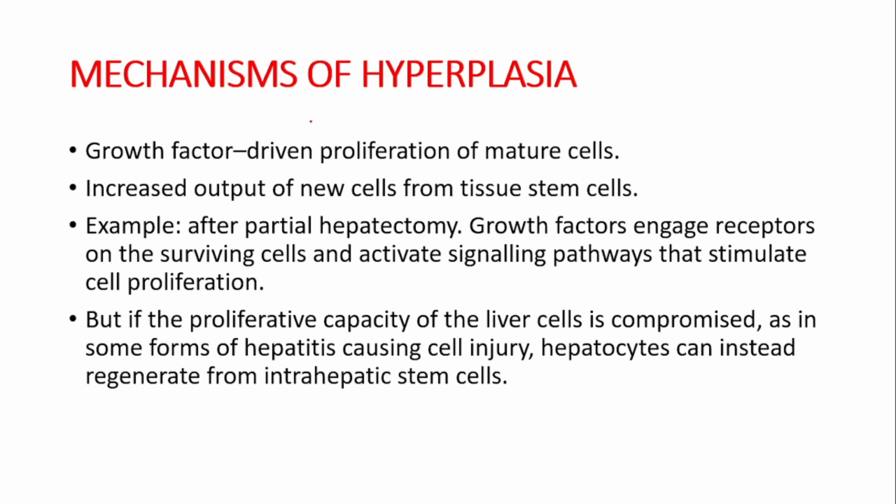Now the mechanism for hyperplasia. Hyperplasia can be because of growth factor driven proliferation of mature cells, or it can be because of increased proliferation from tissue stem cells. An example of this is after partial hepatectomy, where growth factors will engage receptors on the surviving cells, and that will activate signaling pathways, which will cause cell proliferation. But what happens if this proliferative capacity is compromised? If the proliferative capacity is compromised due to hepatitis, where cell injury happens, then the hepatocytes will proliferate from the intrahepatic stem cells.